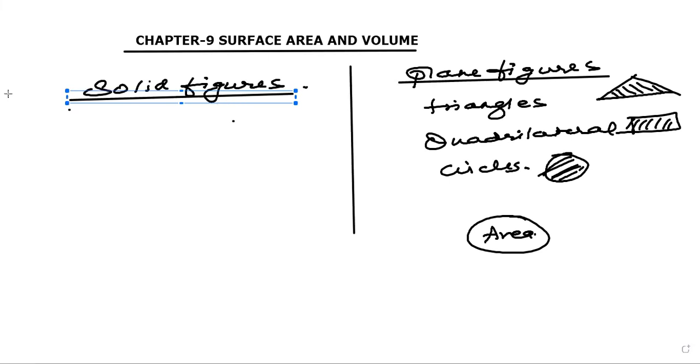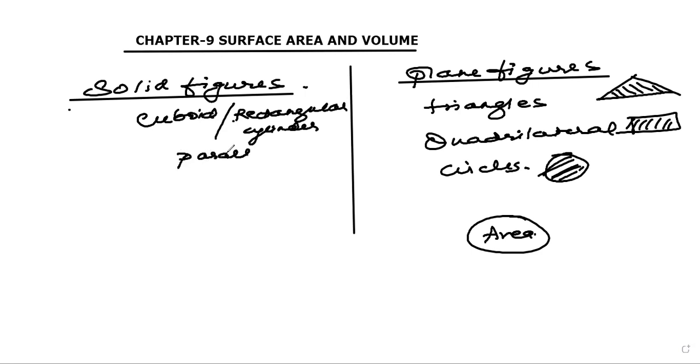Starting with, children, the first of the solid figures you're going to learn is a cuboid. Now, cuboid has different names, children. Cuboid can also be called a rectangular cylinder. It can also be called parallelepiped. But in this book, we are going to call it a cuboid. So what is this cuboid, children?